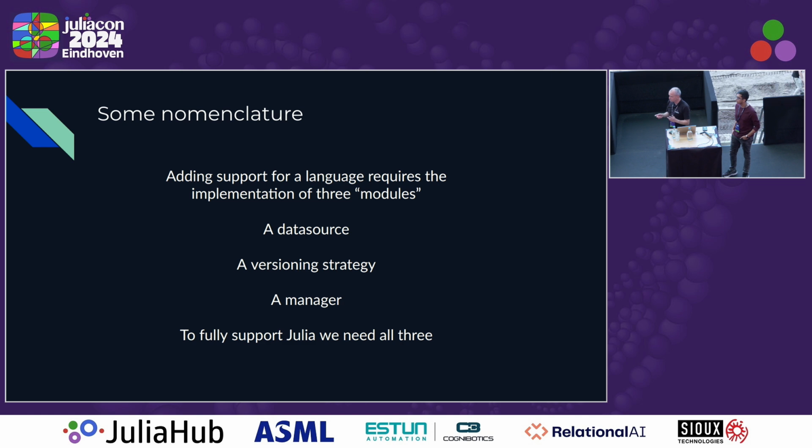And for Julia, we have to do all 3. We need a data source to know where to pull packages from. We need a versioning strategy because Julia's versioning is not the same as NPM or, as far as I know, any other package ecosystem. And we need a manager. A manager is basically the thing that knows, for certain types of projects within an ecosystem, what the default locations are where dependencies are being tracked. So in our case, a Project.toml and a Manifest.toml.